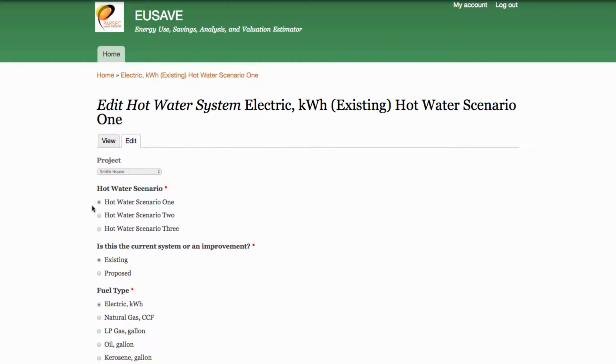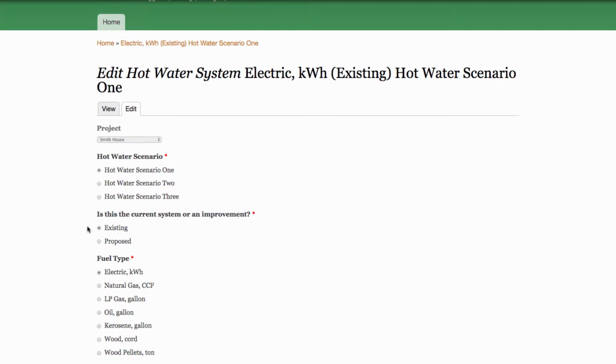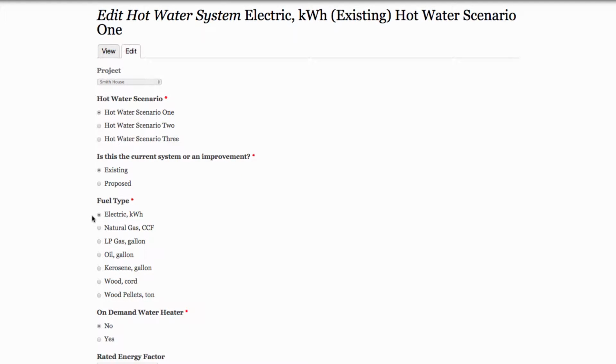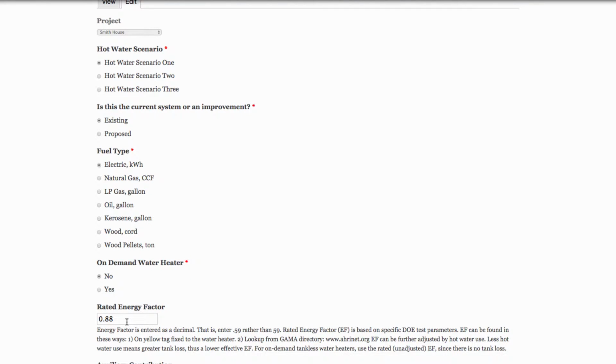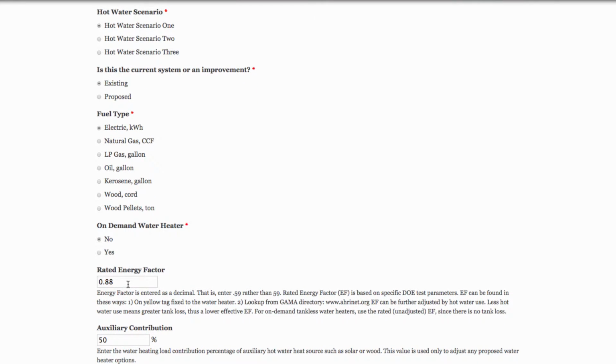We have a hot water system assigned to hot water scenario number 1. It's an existing system. It's electric fuel. It's not on demand. There's a default energy factor entered of 0.88, which is typical for an electric water heater, and I'm going to keep that. If we wanted to change it, it's very easy to do so.